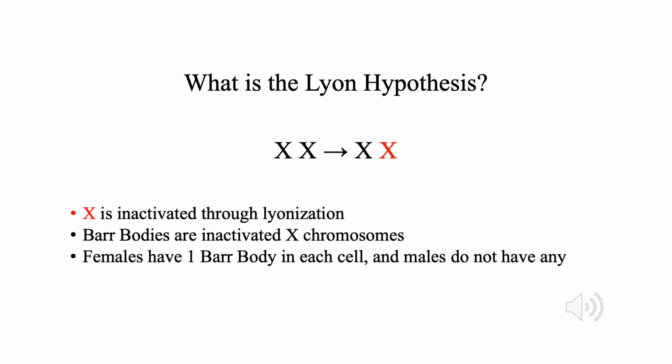The Lyon hypothesis states that at a random point during a somatic cell's development, an X chromosome is inactivated. Dosage compensation ensures that females will not produce more of the X-linked gene product than males. These inactivated X chromosomes are called Barr bodies. Females have one Barr body in each cell and males do not have any.